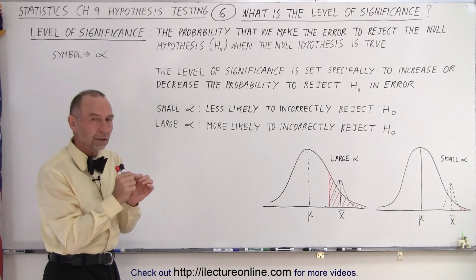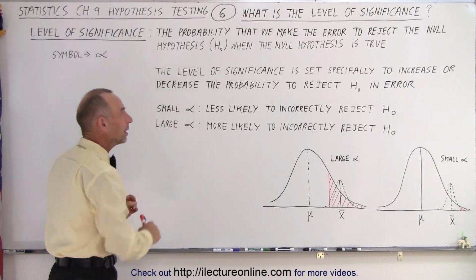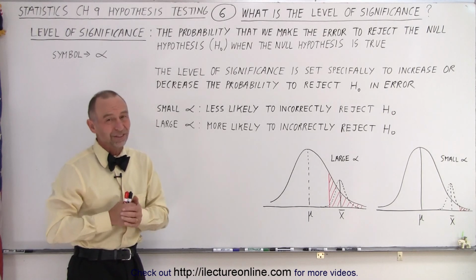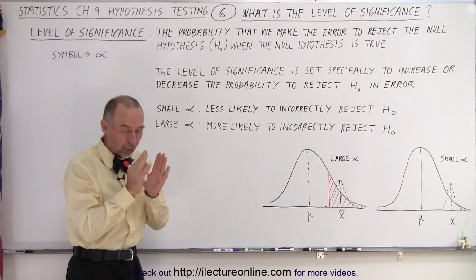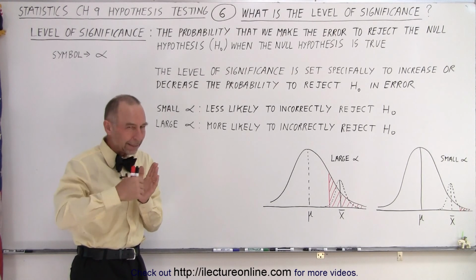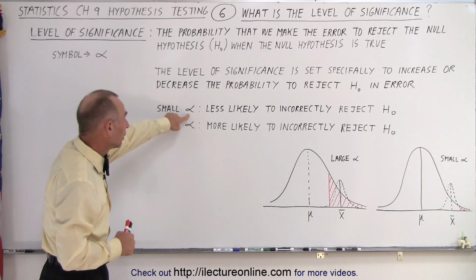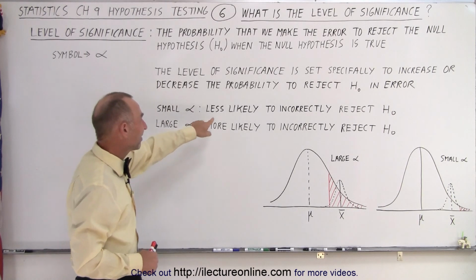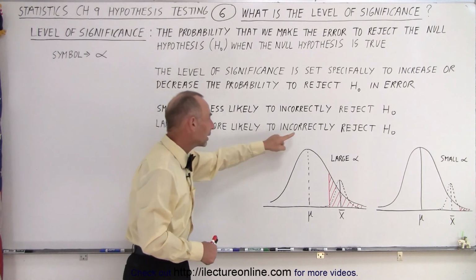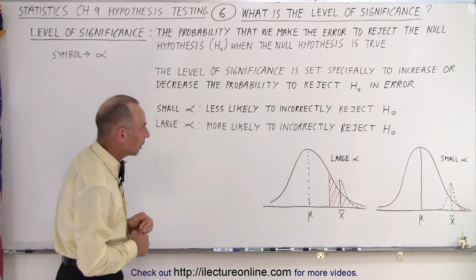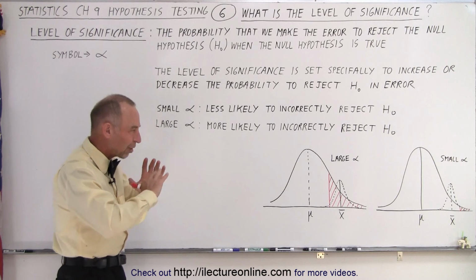So we set the value of the level of significance specifically to either increase or decrease the probability to reject the null hypothesis in error. So of course, we don't want to make that error. So again, we would like to tend to a small number, but the smaller you make it comes with expense. Again, we'll see it in a moment. So the idea is that when we make the level of significance small, it's less likely to incorrectly reject the null hypothesis. And if we make it large, it's more likely to incorrectly reject the null hypothesis. So here graphically, I've tried to illustrate that.